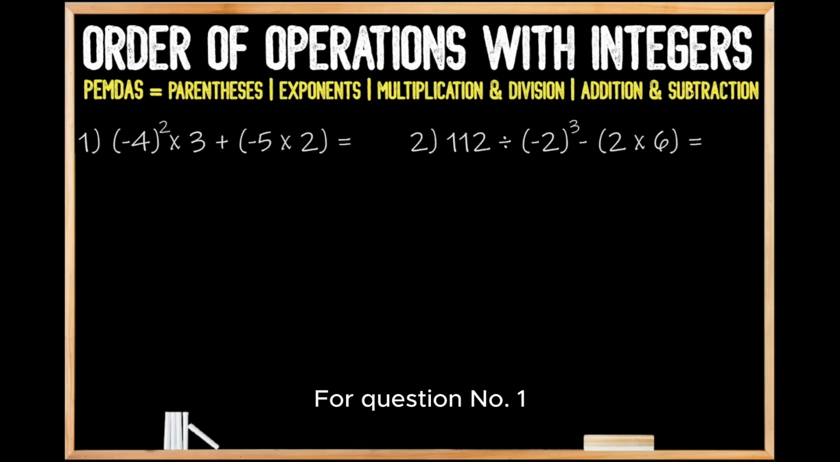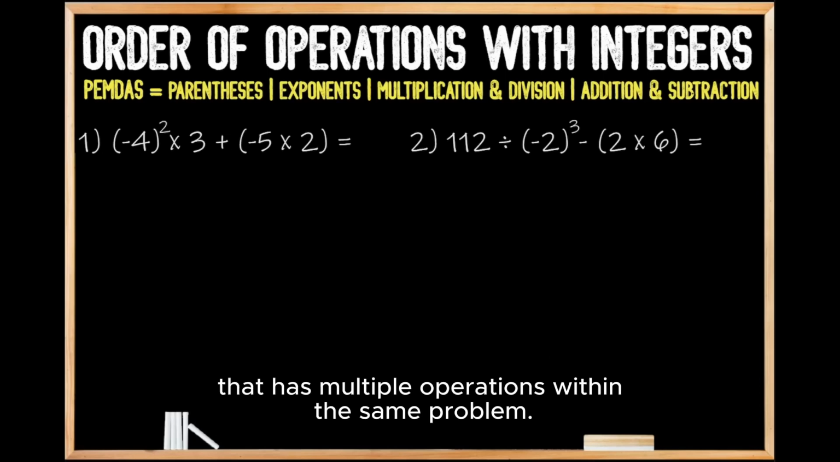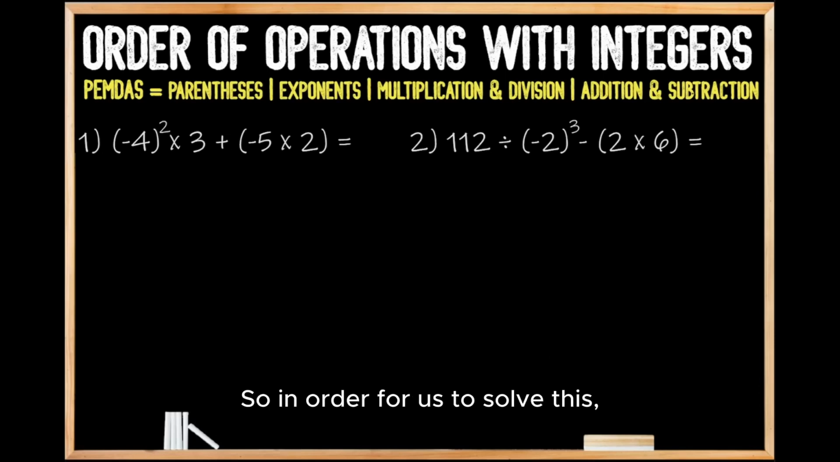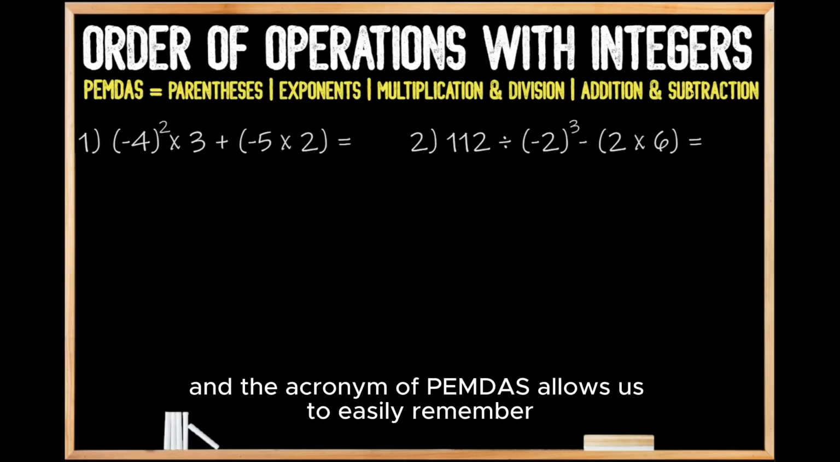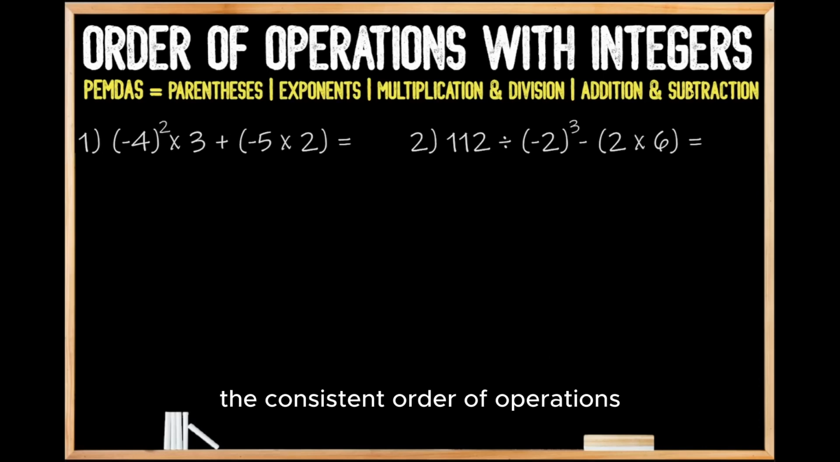For question number 1, we can see that we have a problem that has multiple operations within the same problem. So in order for us to solve this, we're going to have to remember the priorities of the order of operations. And we can see those priorities up top highlighted in yellow. The first thing we see is the acronym PEMDAS. And the acronym of PEMDAS allows us to easily remember the consistent order of operations when working through complex math problems that have multiple operations. And that first priority is to solve anything within parentheses.